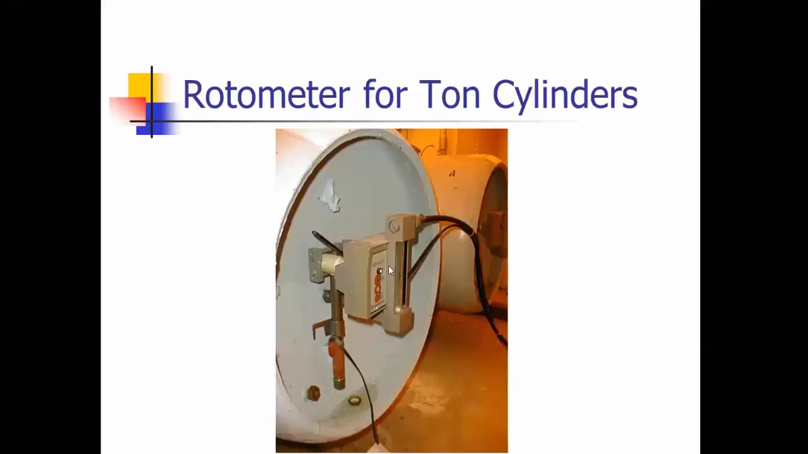This is a Rotometer. This is a grounding strap. You can see how this is all set up here. This is actually pulling the gas off the top. You've got your valve here that pulls the liquid off the bottom, but this is the setup here. Here's a fusible plug right at that point there.